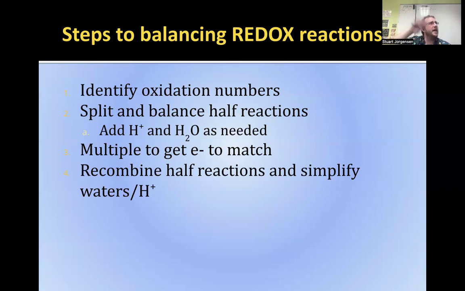This is going to feel a little bit like net ionic, where we can start to knock out some of our spectator ions. The electrons are going to cancel out. Oftentimes the waters simplify out. The hydrogens will simplify out.